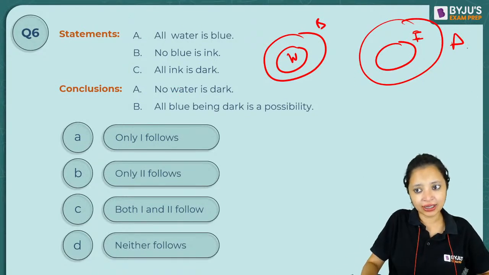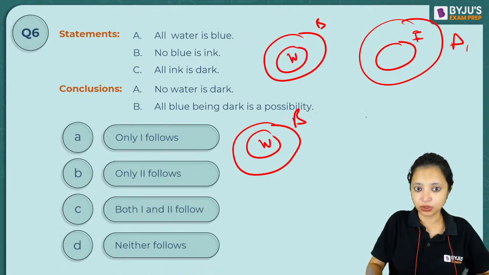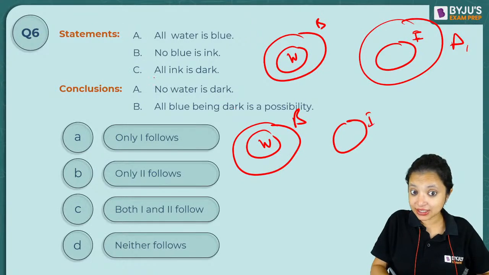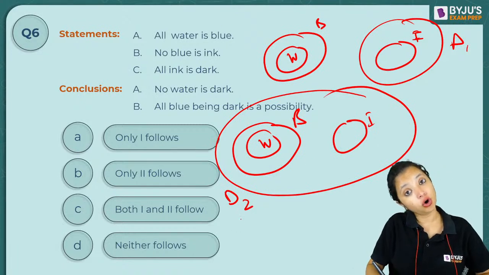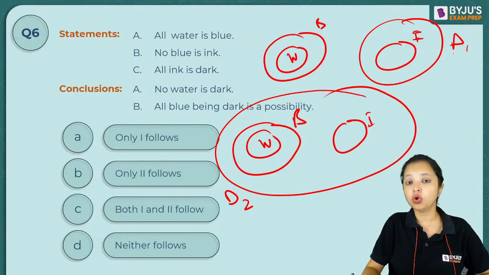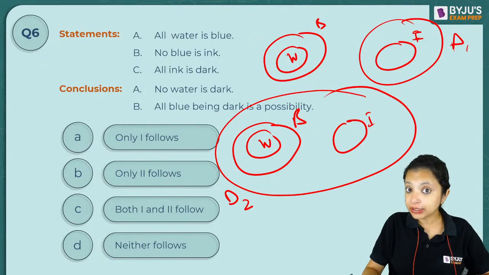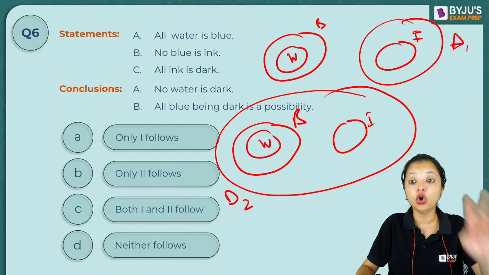Is all ink dark correct here in D1? Yes, it's right. But I can also make another possibility, and that is all water is blue. No blue is ink. My third statement says all ink is dark. All ink is dark can also be this. In this also, all ink is dark. So the conclusion has to be looking at D1 and D2 both.